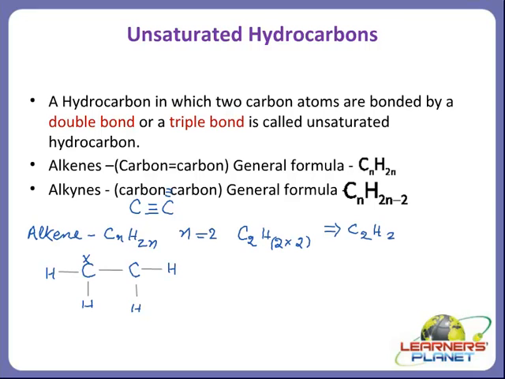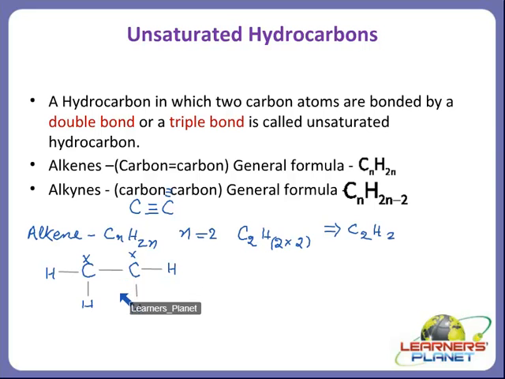There is one electron left with both of them. So here your carbon is trivalent: 1, 2 and 3 bonds. Right? So how many bonds are there? 1 bond, 2 bonds and 3 bonds. So each carbon is having 3 bonds.